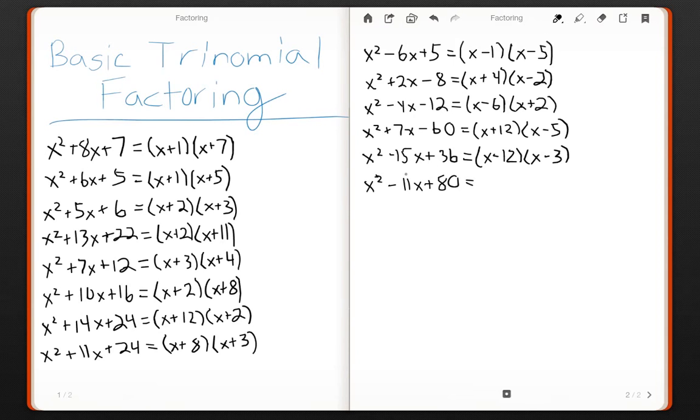With this one here, we need to find two factors of, sorry, this should be minus 80. Okay. So since we need to multiply to a negative number, we need one positive and one negative factor. They need to be 11 apart so that they can add to negative 11. So what two factors of 80 are 11 apart? That's going to be 16 and 5.